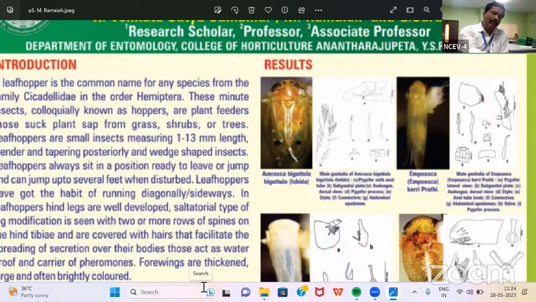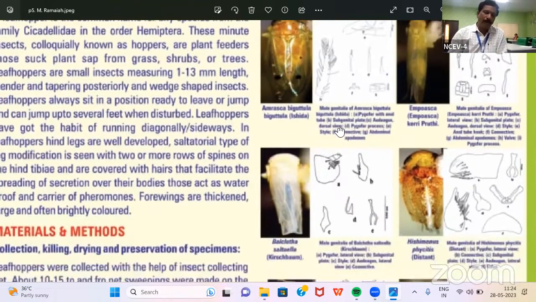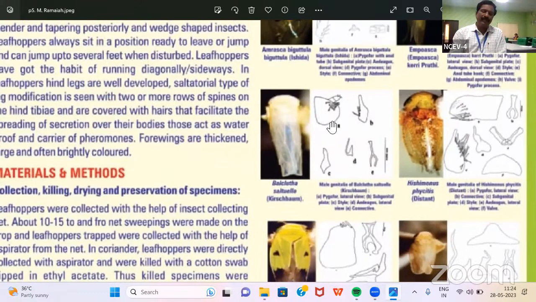Next, we can go for Bhalcuta saltulella. Here we can identify the genitalia by the narrow, curved and elongated shaft. We can also observe the gonophore apically in the genitalia.